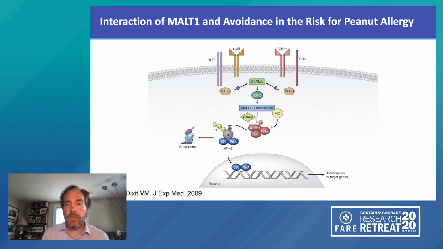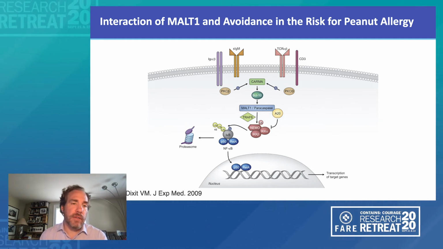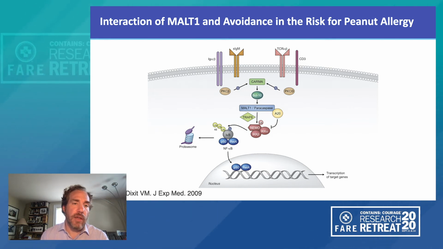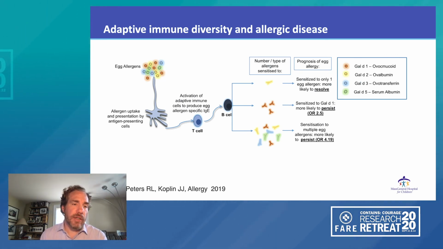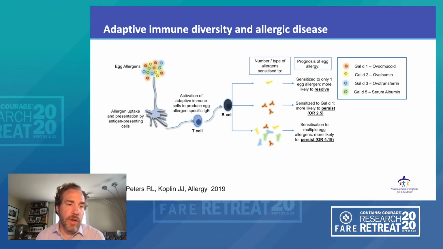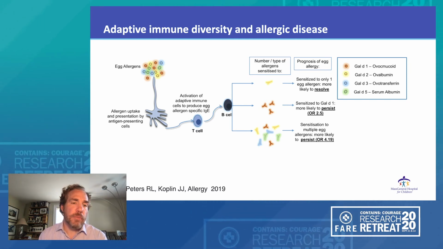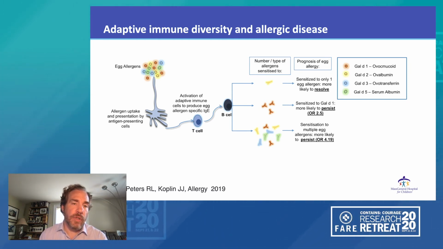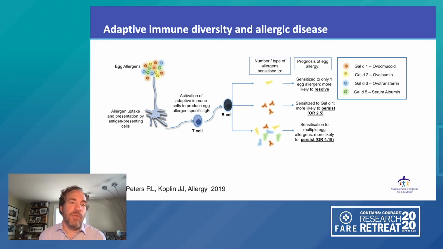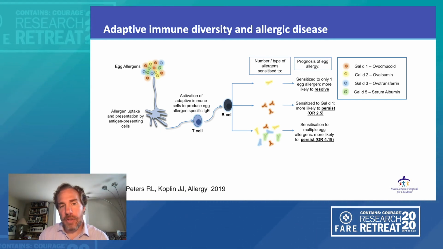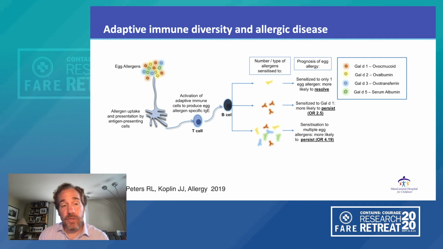MALT1 is a really interesting locus because it's an important regulator of NF-kappa B and plays an important role in the duration and strength of B cell and T cell receptor signaling. Not only in peanut allergy, but here in data from the HealthNuts study in Australia, there is evidence that expansion, in this case those sensitized solely to Gal d 1 in egg versus sensitized to multiple egg allergens, have a worse prognosis of their egg allergy. Again, consistent with this idea that a more progressed or expanded immune response is what underlies the more severe phenotype.